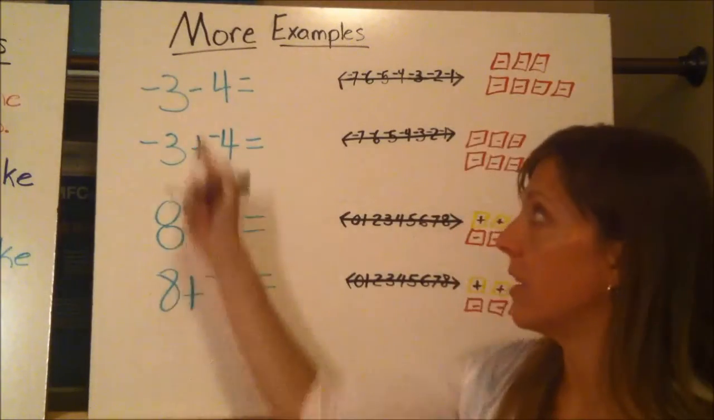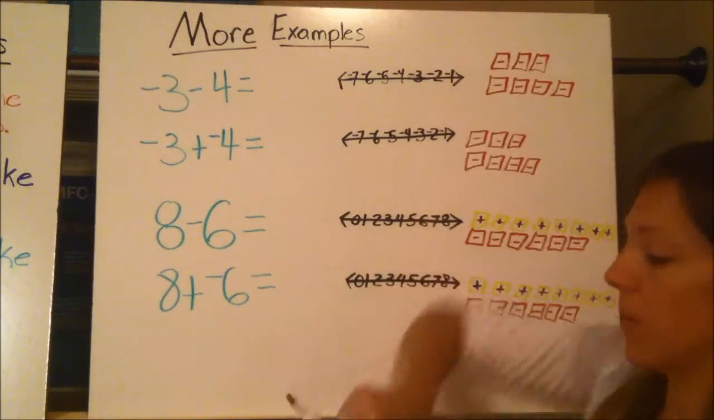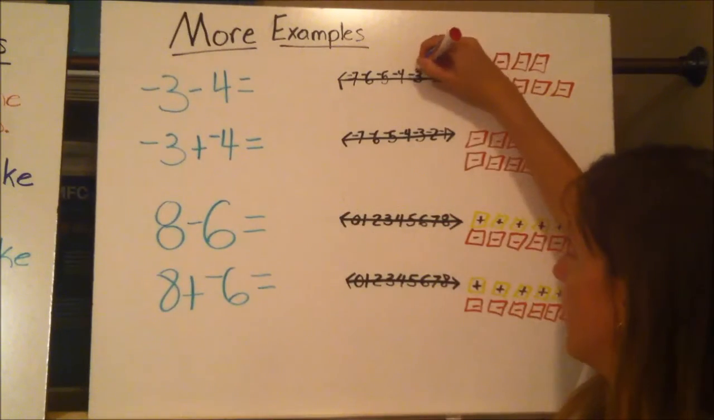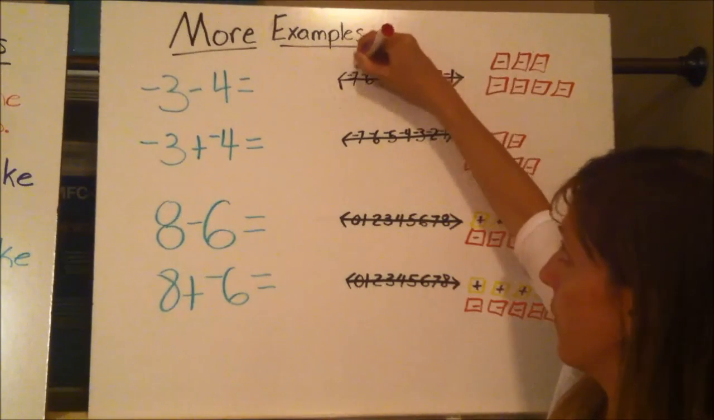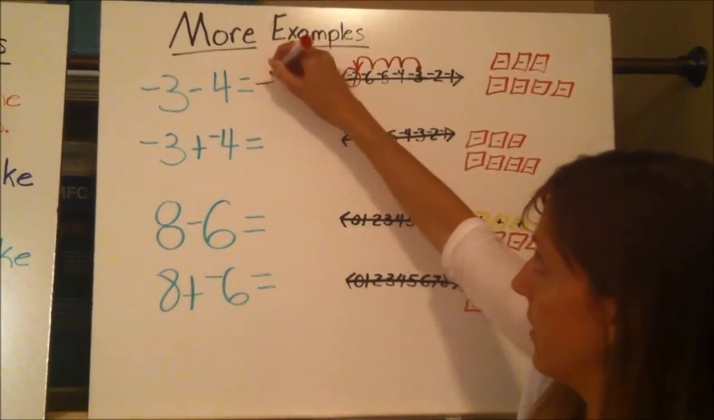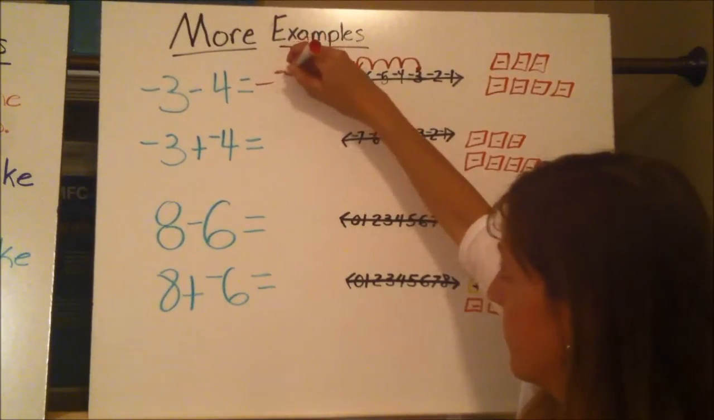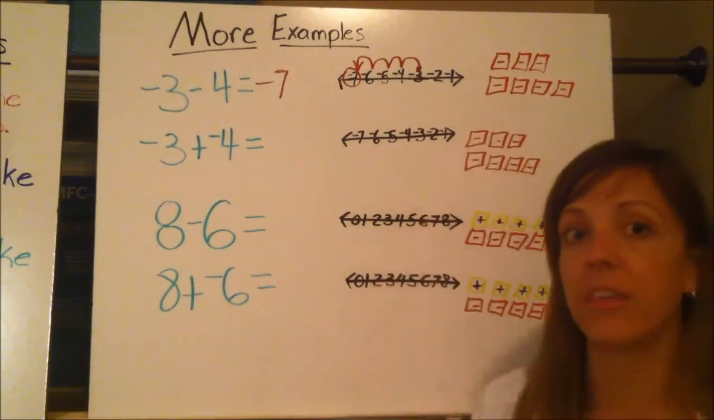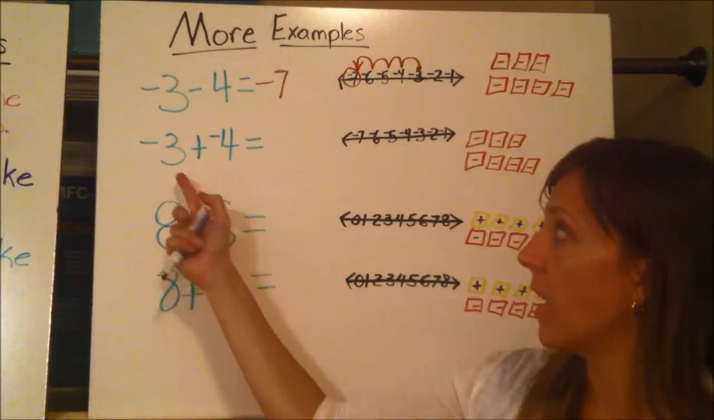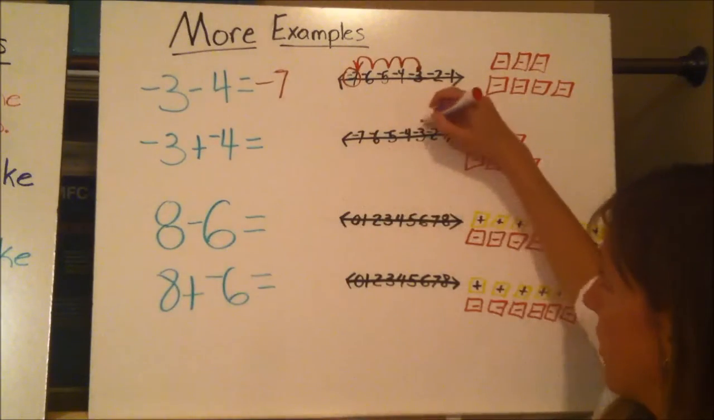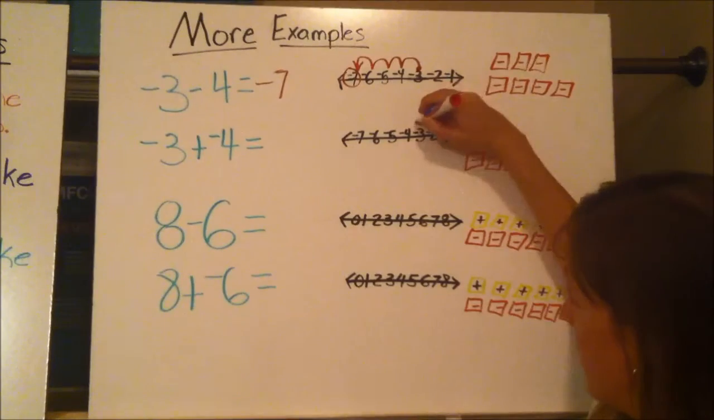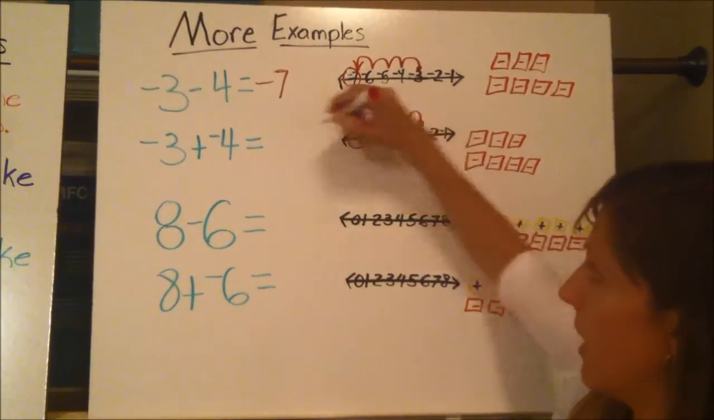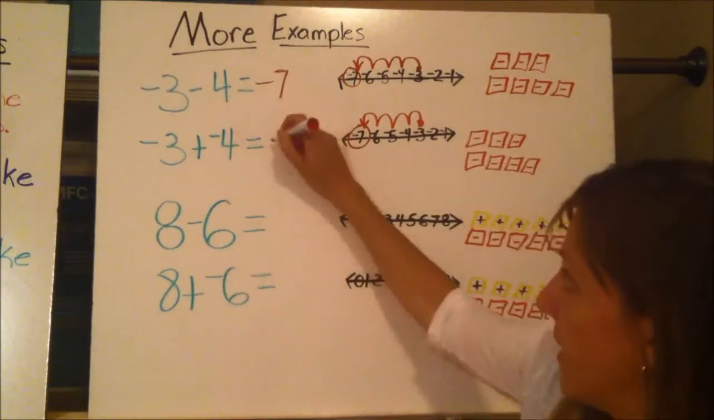Here are more examples. -3 minus 4. We're going to start at -3, and we're going to move in a negative direction 4. 1, 2, 3, 4. We end at -7. I have 3 negative integer chips and 4 negative integer chips, and altogether there are 7 negative integer chips. -3 plus a -4. Again, start at -3. And move 1, 2, 3, 4 in a negative direction. We end at -7.